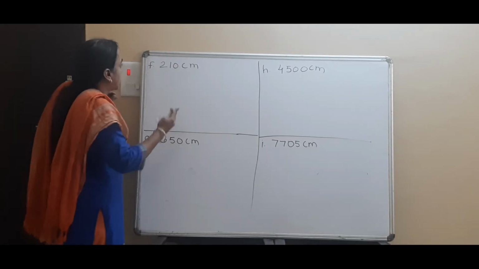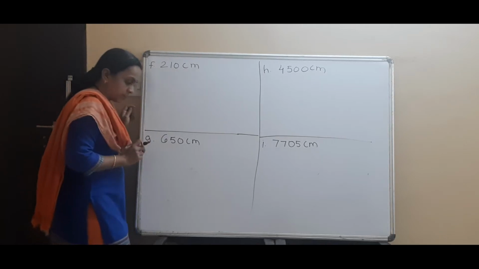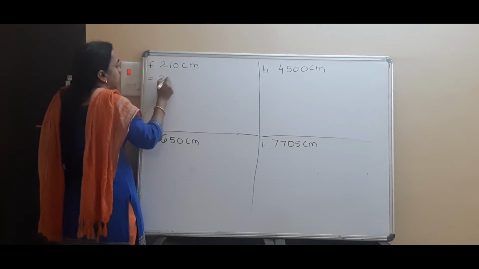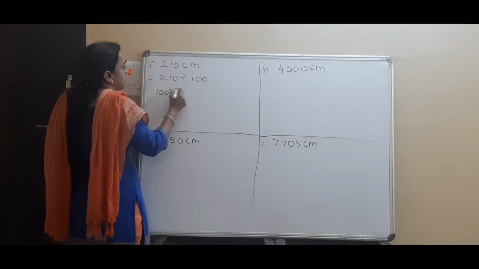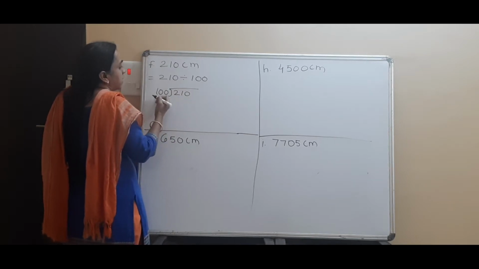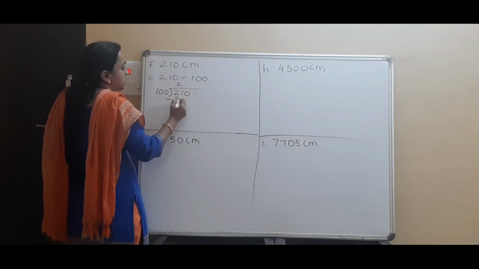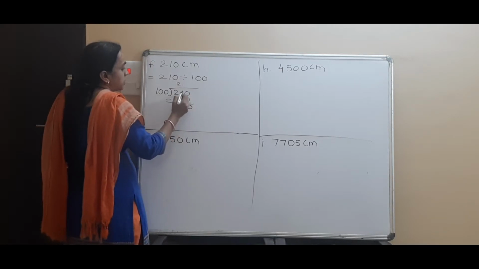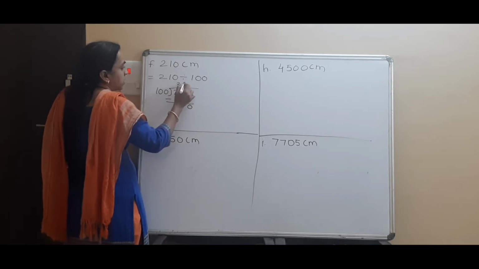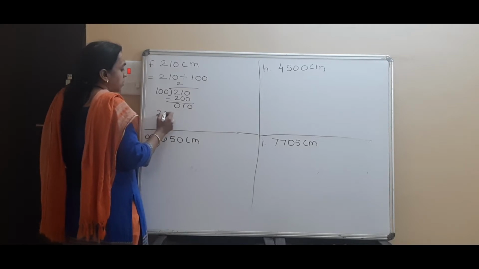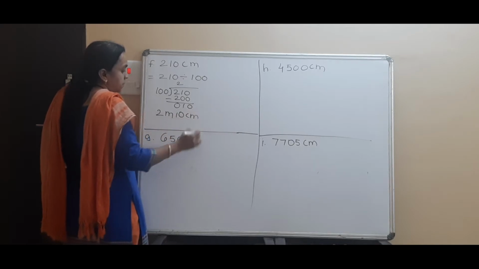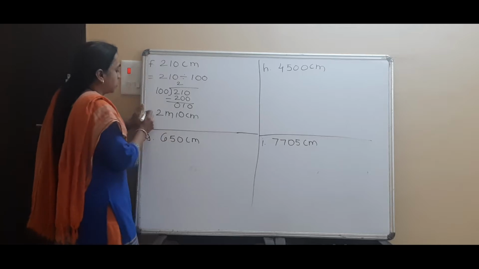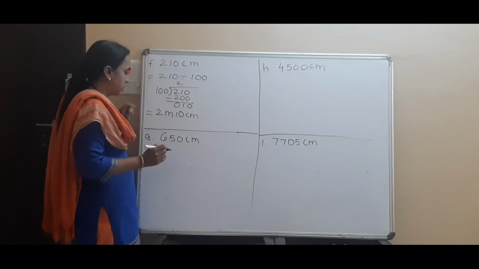Now see F question. 210 centimeter. Okay. So what we have to do? 210 divided by 100. So 100 2s are how much? 200. So 0 minus 0, 0, 1 minus 0, 1, 2 minus 2, 0. Okay. So what is our quotient? Our quotient is 2. So what we can write here? 2 meter. And what is the remainder? 10. So 10 centimeter is our answer. So you write down this also in your notebook.